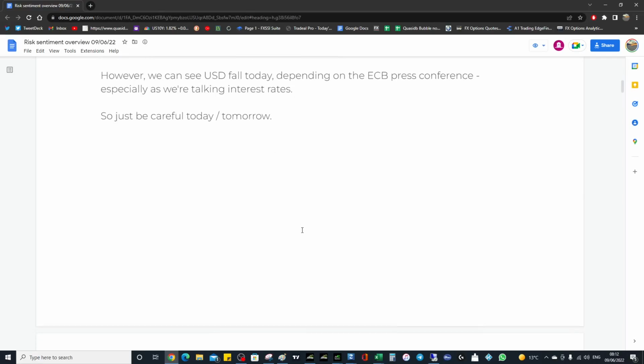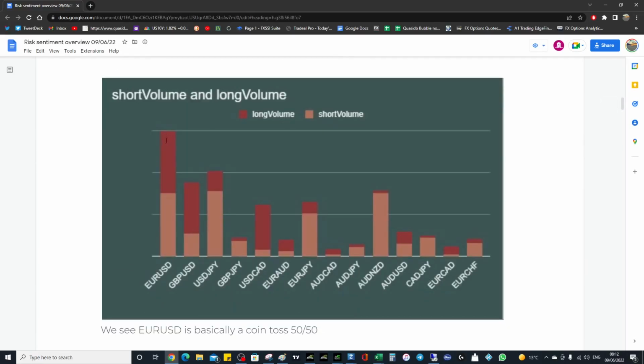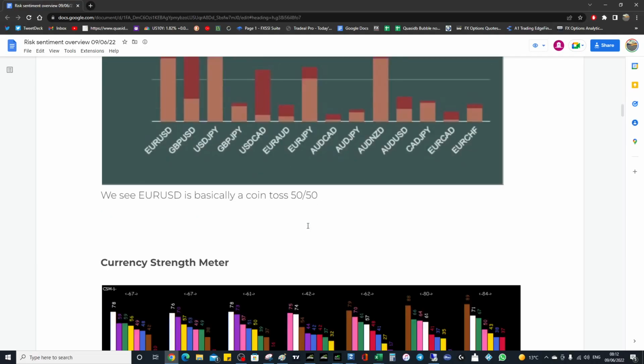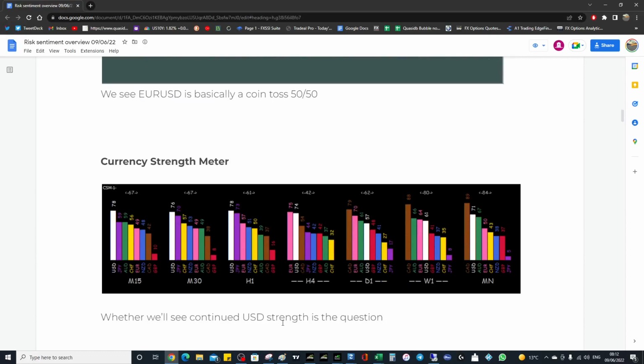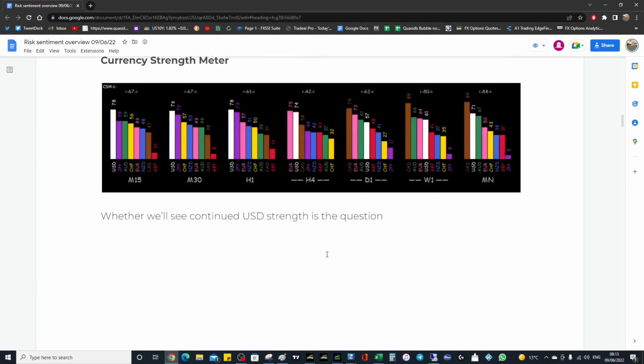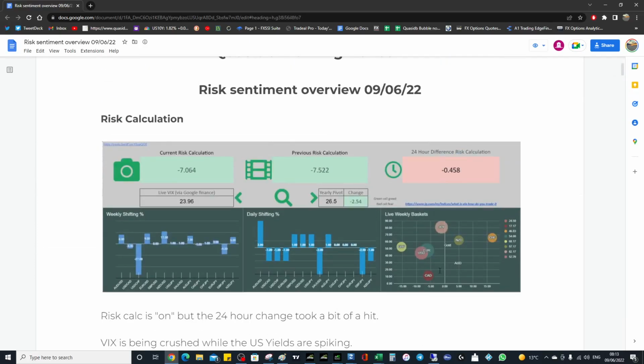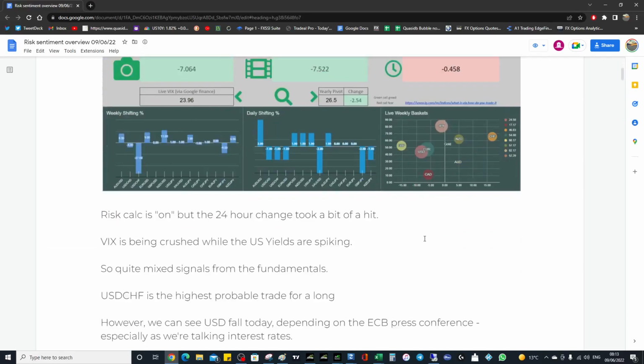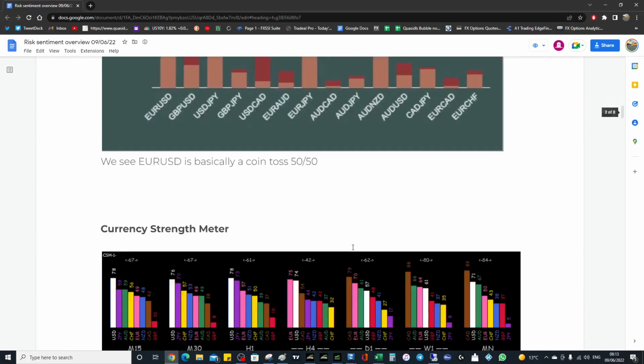We've got CPI tomorrow. There's the Euro USD long volume versus short volume. I think it's about 50-50 by the looks of things, so that might be useful. And you can see how they're really heavily short the euro yen, so that would be like a long bias. Currency strength meter. The million-dollar question is whether or not we're going to see the continued USD strength. It's possible, but we don't really know for sure. If we look at the bubble, we know it's in a strong buy. However, the ECB might wreck it, so we have to be very careful.